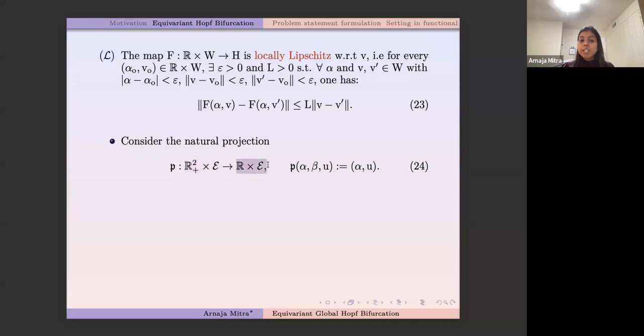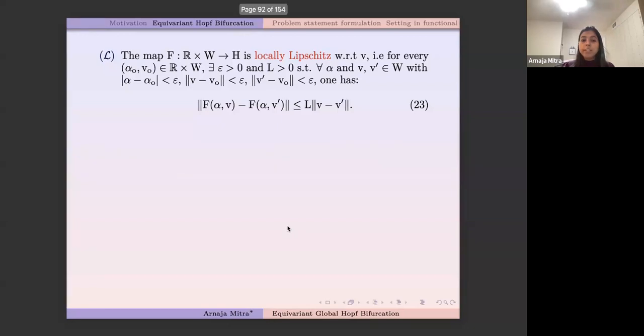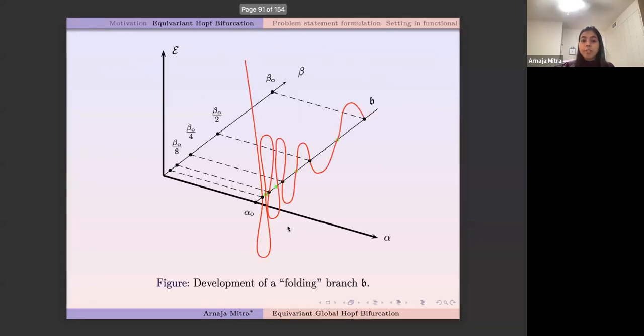But our space without beta, that is R times E, is our original space. And P is nothing but the projection of alpha, beta, U on alpha and E. If you go back to our picture, you can see that alpha and E is just our original space. And when we introduce the third line or the third dimension, that gives you the fuller space.